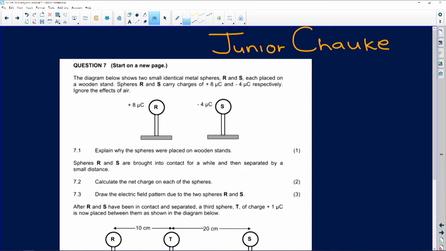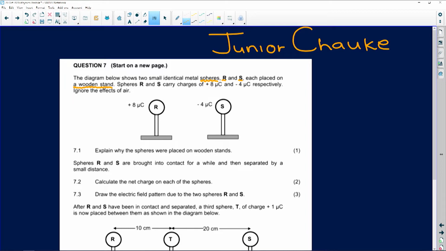So this is question 7. It says the diagram below shows 2 small identical metal spheres which are named R and S. Now remember, if the examiner has named them R and S, you stick with R and S. Don't say sphere 1 or sphere 2. And they are each placed on a wooden stand. Remember, this is an experiment we do in grade 10 when we start with electrostatics. Spheres R and S carry charges of positive 8 and negative 4 respectively. We must ignore the effects of air.